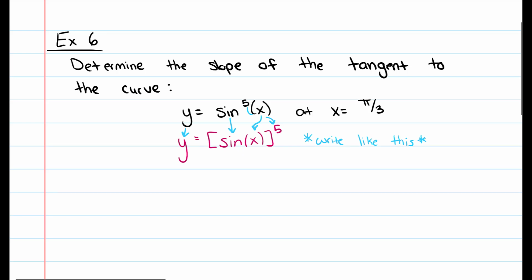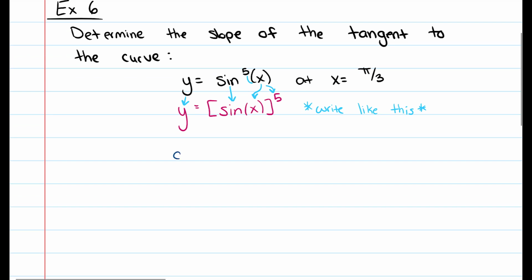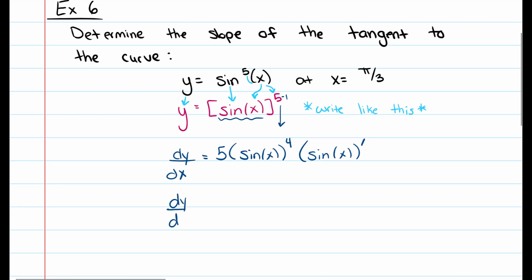So I take the derivative using the chain rule, so I get dy/dx is equal to, the 5 is going to come down to the front, times sine of x to the fourth power, because 5 minus 1 gives me that 4, times the derivative of this inside piece. So I write the inside piece with a derivative sign. So I get dy/dx is equal to 5, and the derivative of sine of x is cosine of x. So 5 cosine of x times sine to the fourth x.